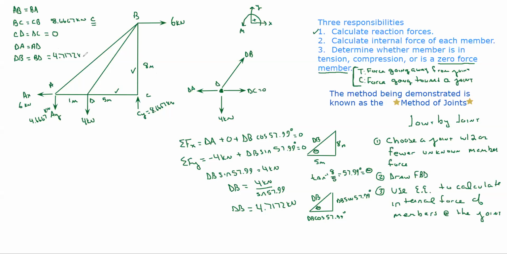4.7172 kilonewtons in tension. Since we know what the value of dB is, we can go back into summation of forces in the x direction. The summation of forces in the x direction is equal to dA, I'm not going to rewrite the 0, plus 4.7172 kilonewtons times the cosine of 57.99 is equal to 0.